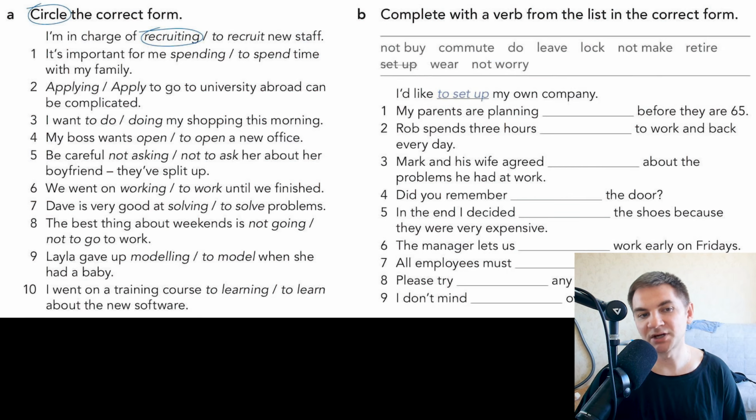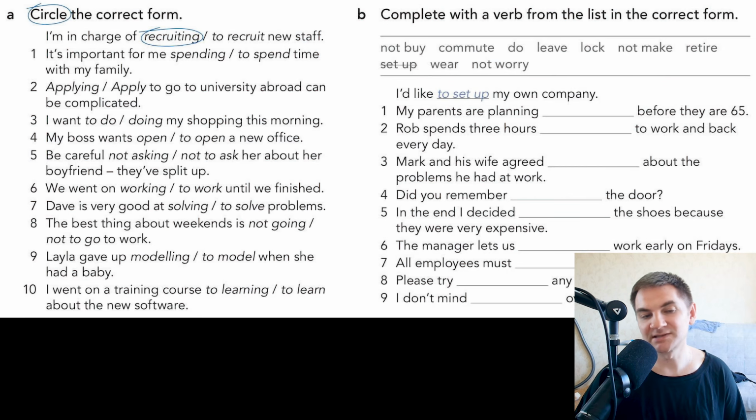I am in charge of recruiting / to recruit. What's the clue? The preposition of is your hint. After prepositions, we use a gerund. So the correct answer is recruiting. I'm in charge of recruiting. Now it's your turn. For each sentence, circle or write down the correct option. Take your time, use your intuition and the rules we discussed. But part B, let's discuss it as well.